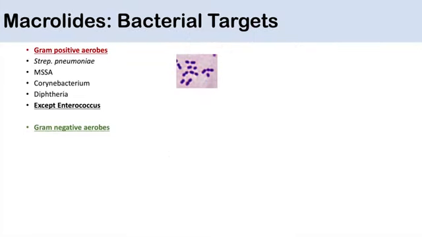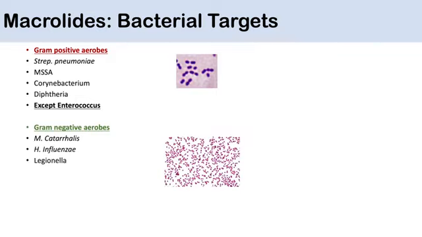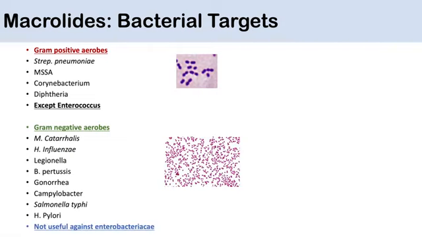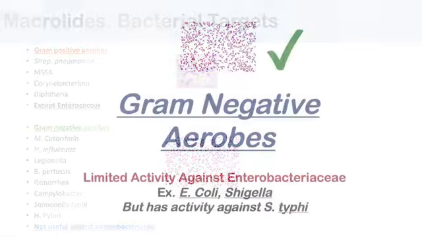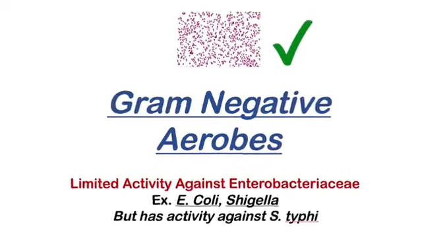They're also good for gram-negative aerobes as well. They can treat Moraxella catarrhalis and H. influenza. And they're also good for Legionella, Bordetella pertussis, gonorrhea, Campylobacter, and Salmonella typhi. Another one that they're also good in treating is Helicobacter pylori. But they are not useful against Enterobacteriaceae. So again, macrolides are good for gram-positive coverage except for Enterococcus, and they're good for gram-negative aerobes except for Enterobacteriaceae.